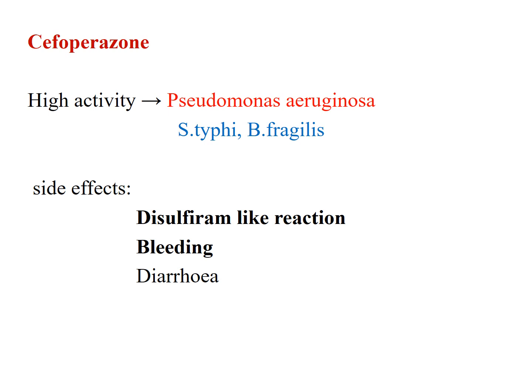Coming to the cefoperazone, this agent also shows good activity against Pseudomonas aeruginosa, Salmonella typhi and Bacteroides fragilis. The side effects associated with its use include disulfiram-like reactions with alcohol, bleeding tendencies as well as diarrhea.